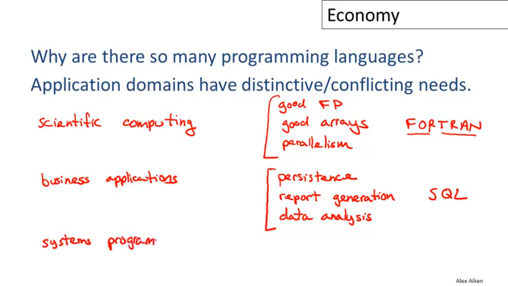So by this, I mean things like embedded systems, things that control devices, operating systems, things like that. And what are the characteristics here? Well, we need very low-level control of the resources. The whole point of systems programming is to do a good job of managing resources, and so we really want fine-grained control over the resources.